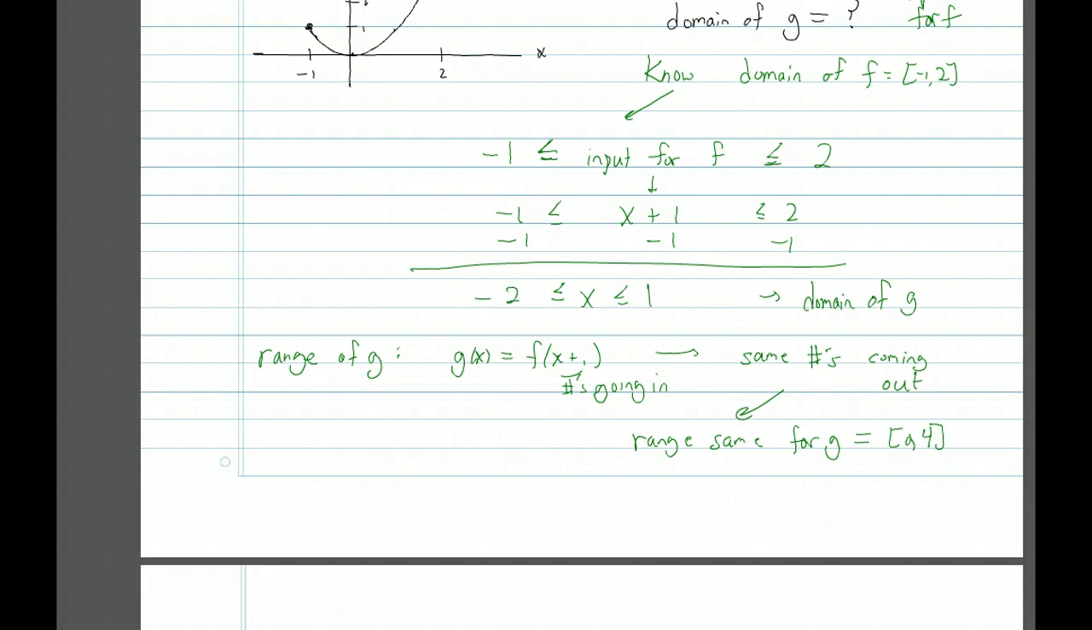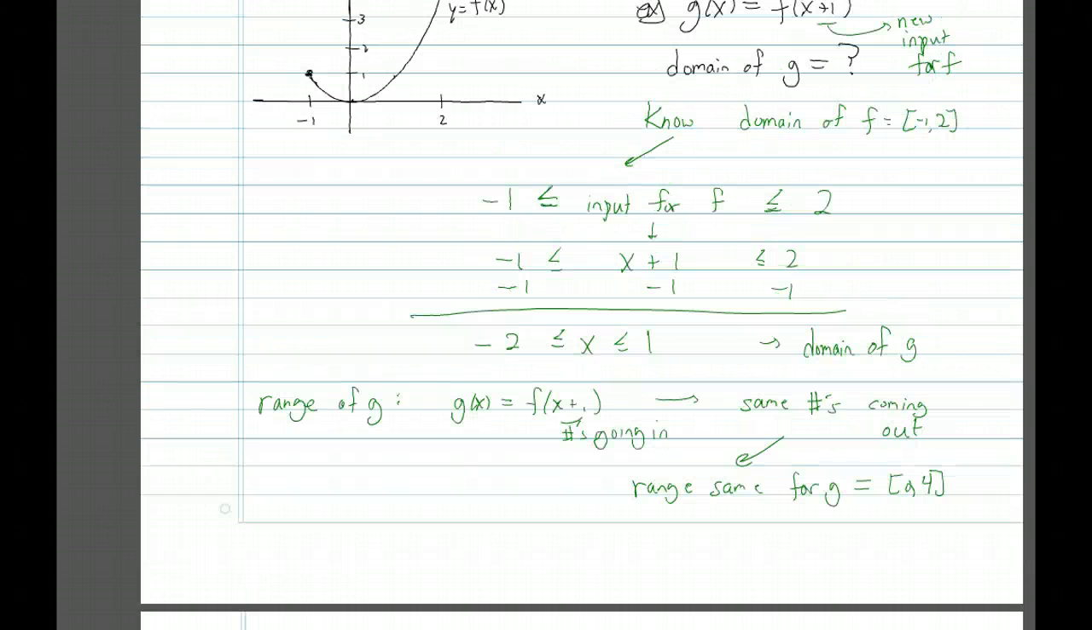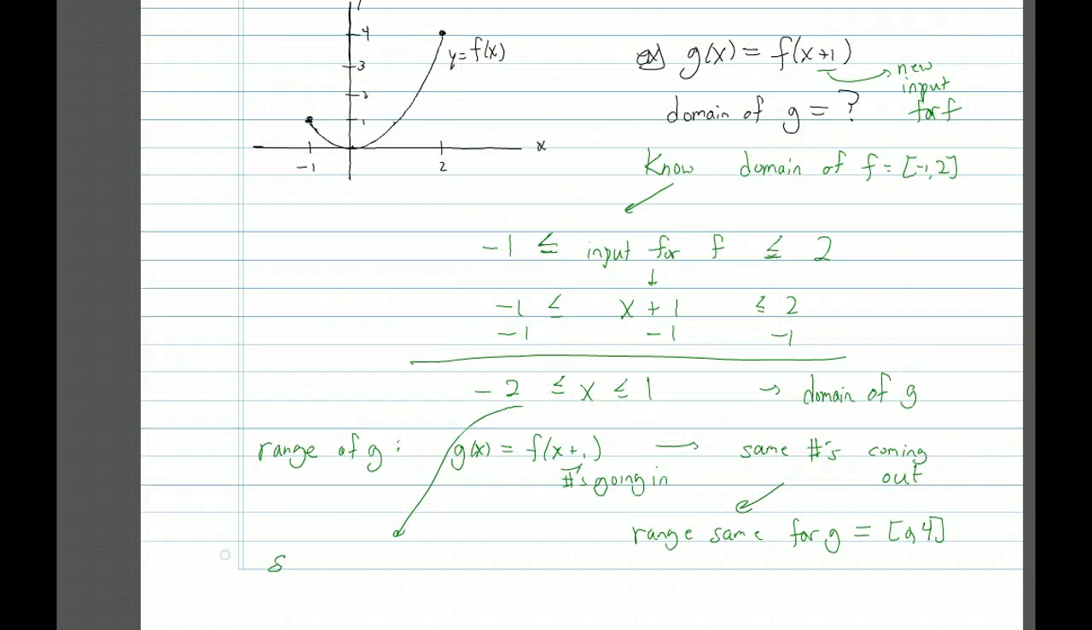But what have we done to the graph? What does the graph look like for g in terms of f? Solving this inequality really shows you what is happening. We're taking the graph and shifting it left 1 unit.